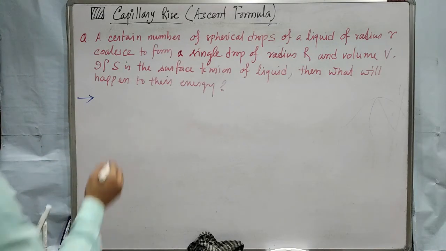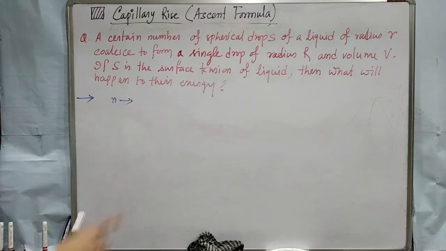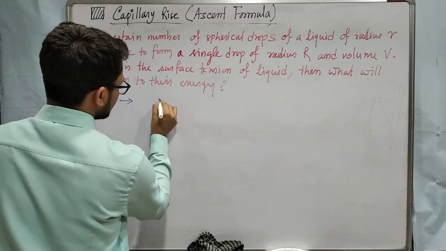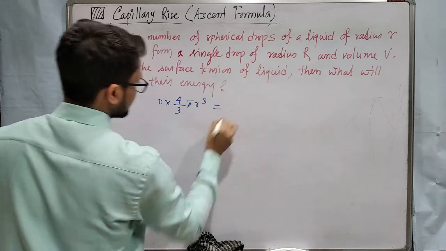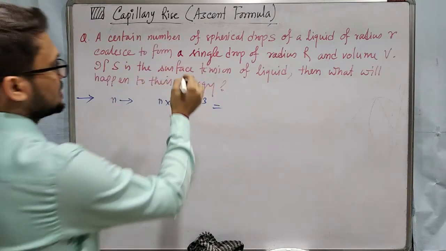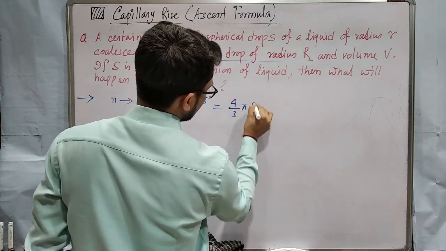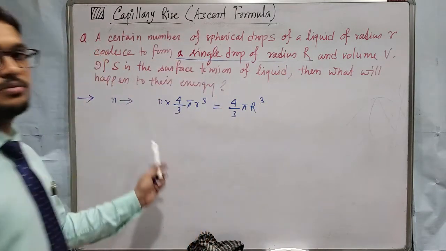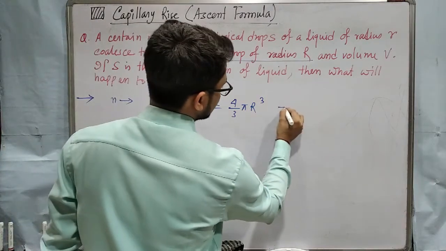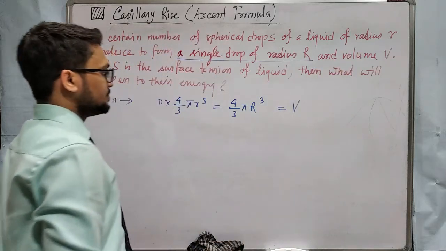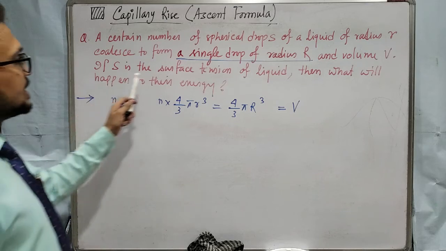Clear? So here suppose I am taking n number of drops of radius small r. So what will be the volume? n into 4 by 3 pi r cube. What will be the final volume? A single drop of radius capital R, so 4 by 3 pi R cube. Volume will remain the same, and this is basically capital V. It is given volume V. Clear? So here what will happen?